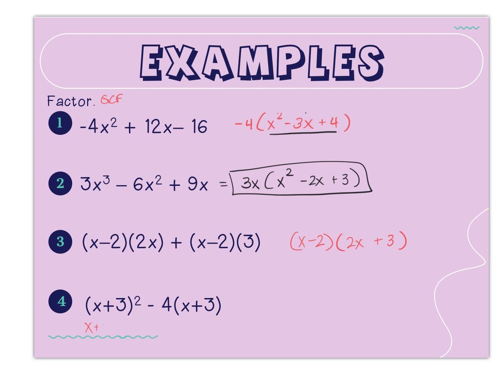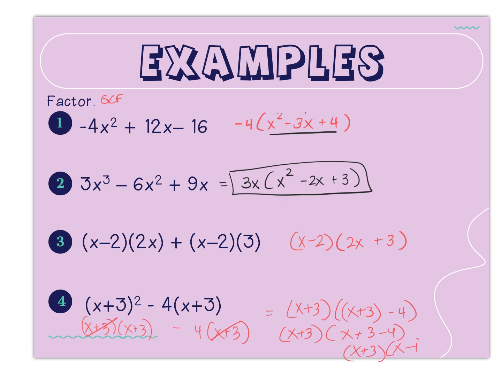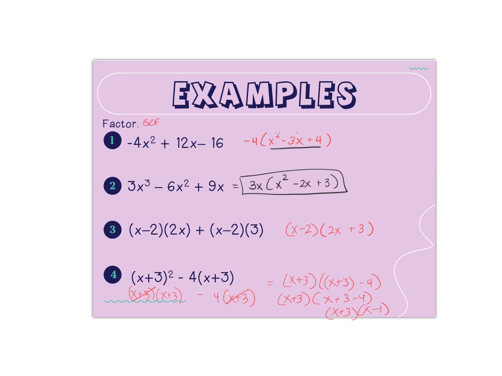Again, here, this is like an x plus 3 times an x plus 3 minus a 4 times an x plus 3. So in both of these cases, both of these groups have an x plus 3 in common. So I'm going to factor it out, and it's going to leave me with an x plus 3 and a minus 4. So if I clean this up a little bit, I'm going to get x plus 3 times x plus 3 minus 4. And I can actually simplify the x plus 3 minus 4 to an x minus 1. And so this is my final simplified solution there.